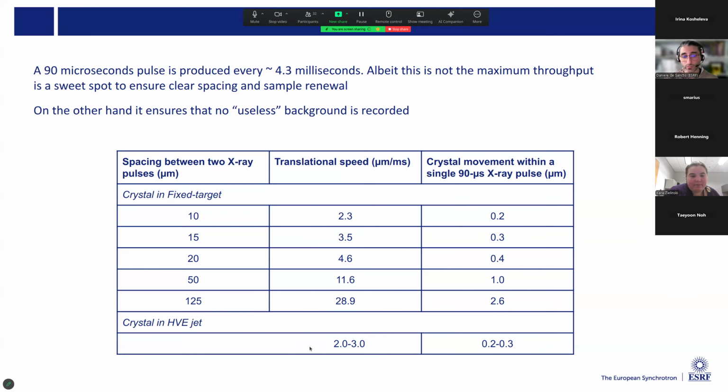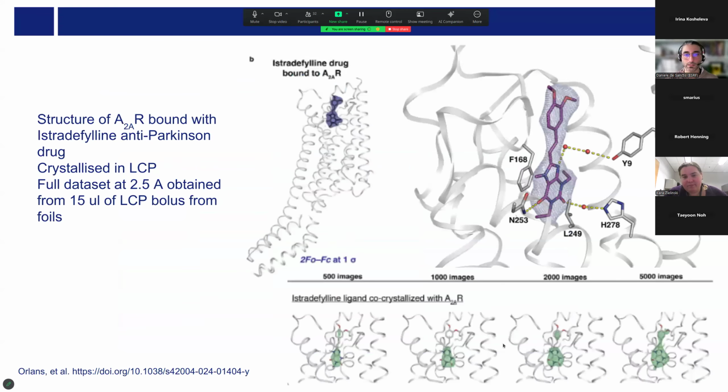In a similar way, we calculated the jet speed in the experiment that we did with HV, and I think this was with hydroxyethylcellulose. Even in that case, with the 90 microsecond pulses, the crystal was shifted by less than a micron.